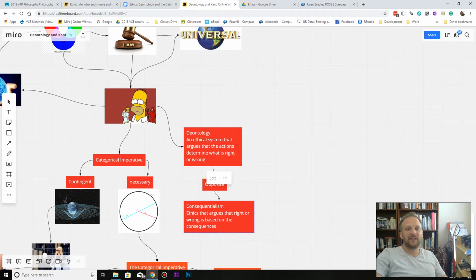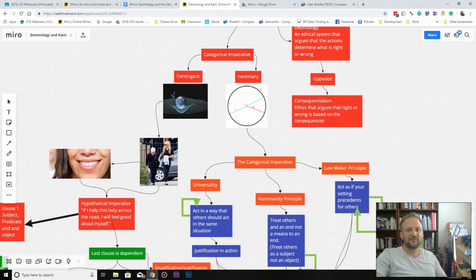Now, to kind of get what a categorical imperative is, we need to explore this idea of contingency. Now, contingent things, and I don't expect you to fully understand what I'm talking about now, but contingent things are things that are observed in time and space, and they're observed through associations. Take a note.